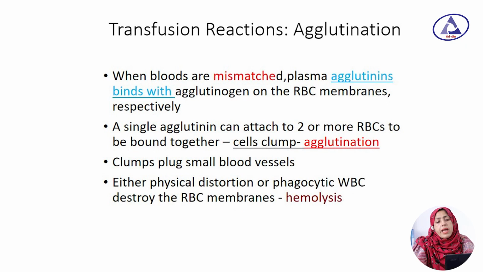Transfusion reaction by agglutination. What do you mean by agglutination? When blood is mismatched, blood agglutinin binds with the agglutinogen, that is, antibody binds with the antigen on the RBC membrane respectively. A single agglutinin can attach to two or more RBCs, and the bound cells clump together. It is called agglutination. Clumps plug small blood vessels, and either physical distortion or phagocytic WBCs destroy the RBC membrane, then hemolysis occurs.